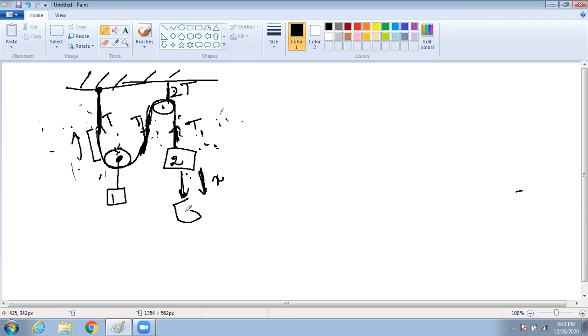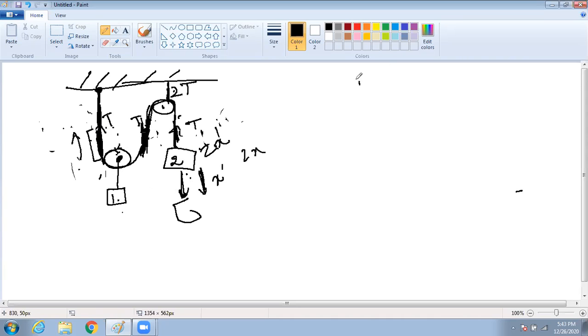If you pull this down by x, the total string pulled is how much? 2x. Why? Because x from here and x from there. Correct? Similarly, if you move this down by x, this will move by how much? 2x. So if you pull it down by x, this will move out by 2x. This is one way of understanding.